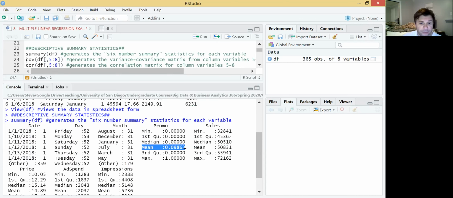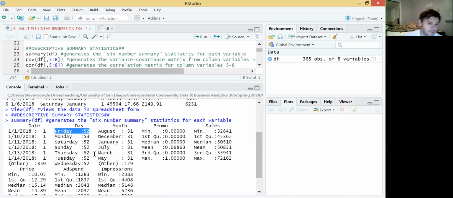We can see the mean promo is about 0.1. What that means is if we added up all the days divided by the total number of days, we would be adding up a bunch of zeros and ones for that promo variable. So that mean of 9.863% tells us there was a promotion run on roughly 10% of the days, but we'll come back to that. You'll notice for the other date variables, these are not quantitative, they are qualitative. So it's giving us some summary of the different classes in each case and the number of occurrences. We see here Friday occurs 52 times in this data set.